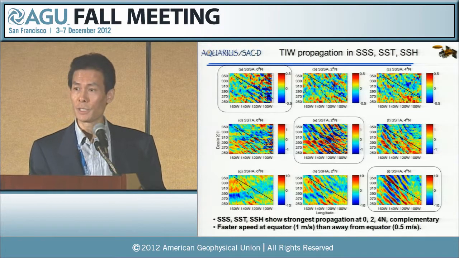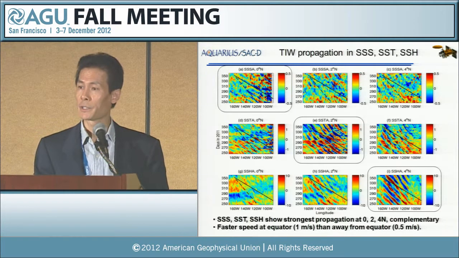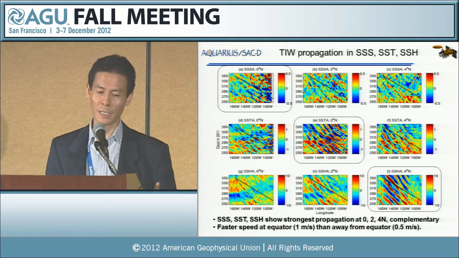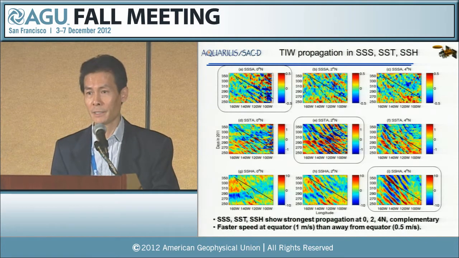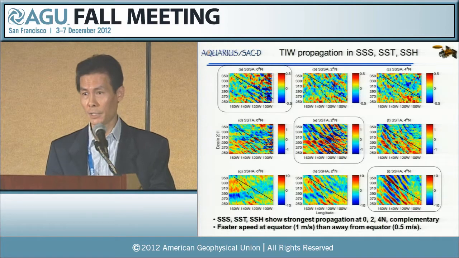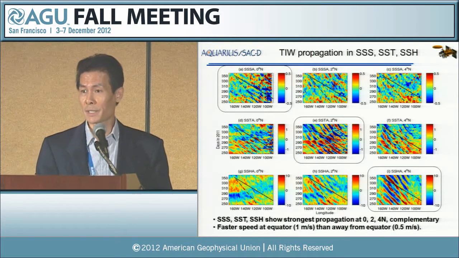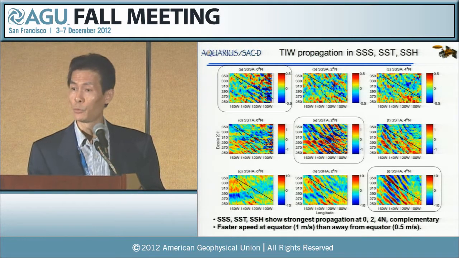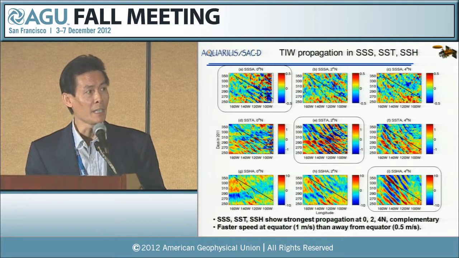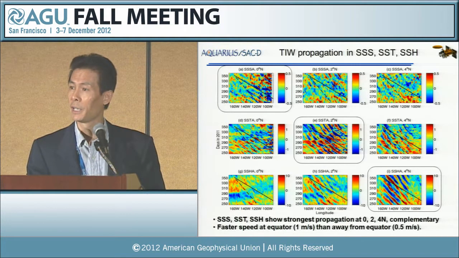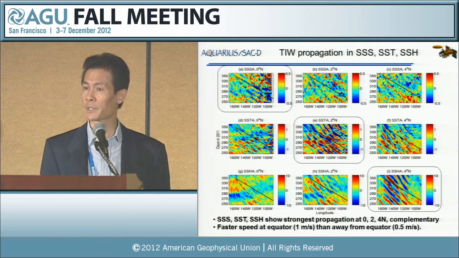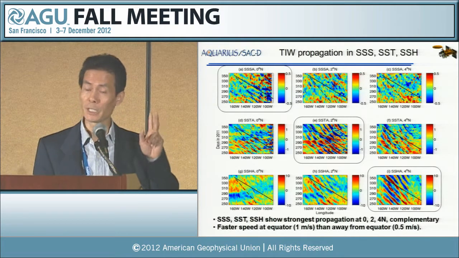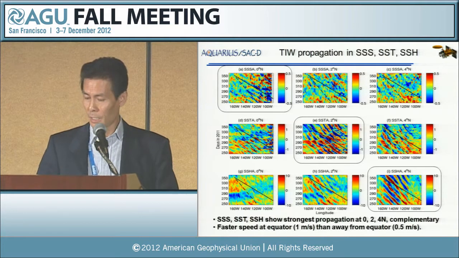Now there are 2 lines shown here, the solid line and the dashed line. The dashed line corresponds to 0.5 meter per second, which is the propagation speed of the dominant TIW reported consistently by 3.5 decades of literature. The solid line is 1 meter per second, and it actually describes the propagation of the TIW at the equator very well. And as you go to higher latitudes, 2 and 4 north, the dominant propagation speed becomes 0.5 meter per second, which is what was reported by decades of literature. So I will explain these 2 points in the next few slides.